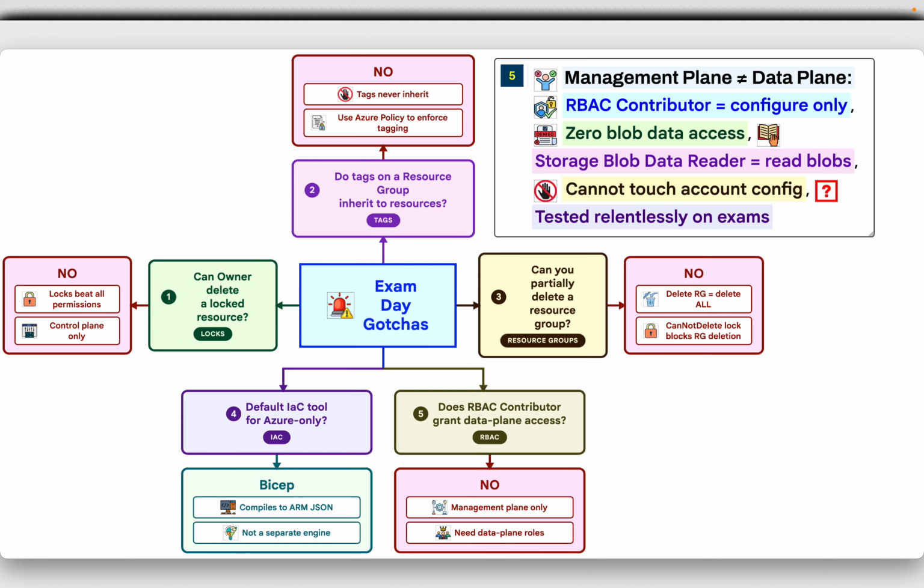Fifth one, management plane is not data plane. RBAC Contributor on a storage account lets you configure it but gives zero blob data access. Storage Blob Data Reader can read blobs but cannot touch the account configuration. This split is tested relentlessly on exams.